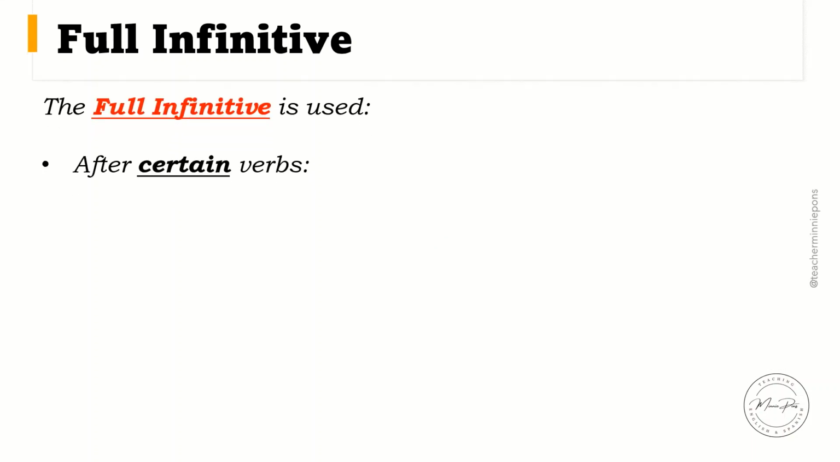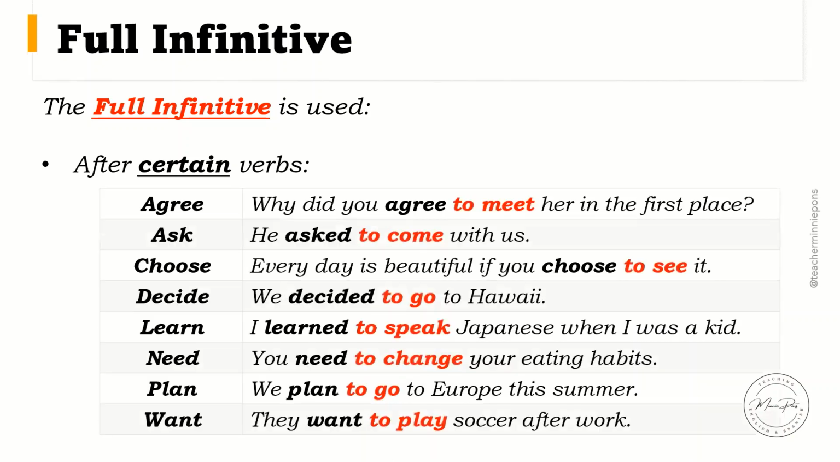The third use is very important, after certain verbs. The full infinitive is used after many verbs, but in these presentations, we are going to see these ones. Agree, ask, choose, desire, learn, need, plan, and want. Let's see the examples. Why did you agree to meet her in the first place? He asked to come with us. Every day is beautiful if you choose to see it.